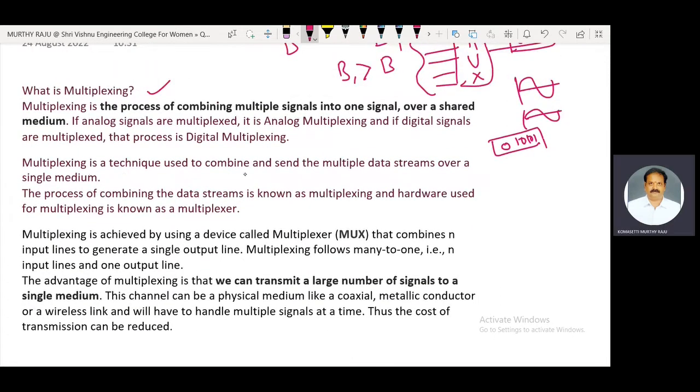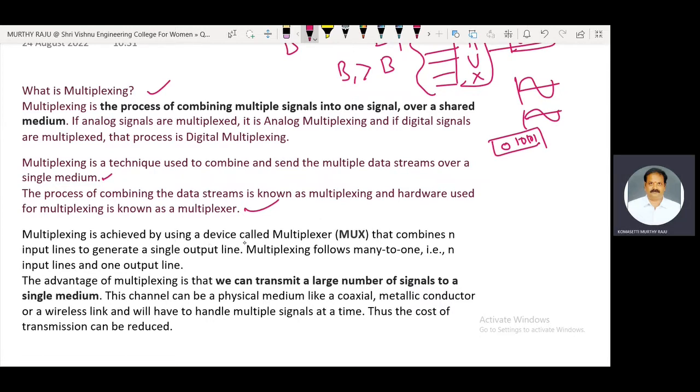Multiplexing is a technique used to combine and send multiple data streams over a single medium. Multiple data streams relate to the digital multiplexing technique. The process of combining the data streams is known as multiplexing, and the hardware used for multiplexing is known as a multiplexer. Generally, multiplexing means combining many signals into one signal. That signal is placed on the communication channel.